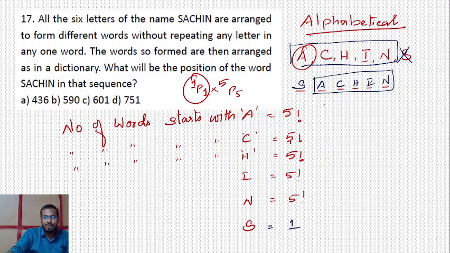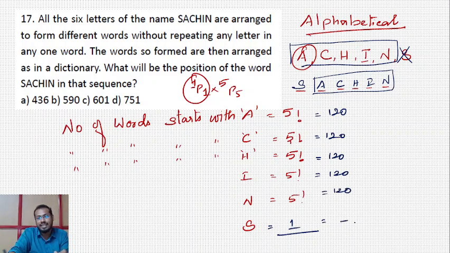So the first page, starting with A, has 120 words. Next page, starting with C in a dictionary, 120 words. And next page, if I turn, it was 120 words, then 120 words, then 120 words. When started with S, the first word itself is Sachin. So totally 5 times 120 is 600, plus 1, 601. The 601st word is the Sachin position in the dictionary. Is it clear?